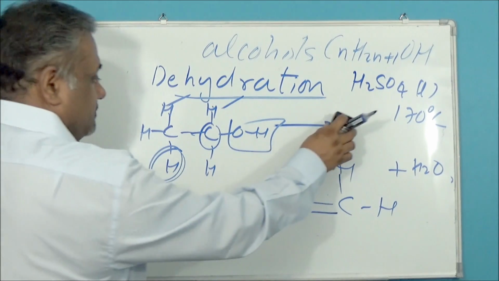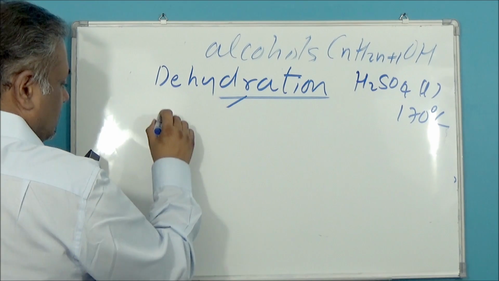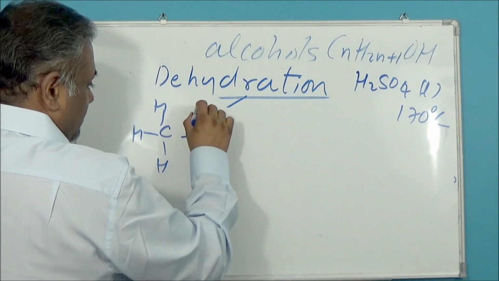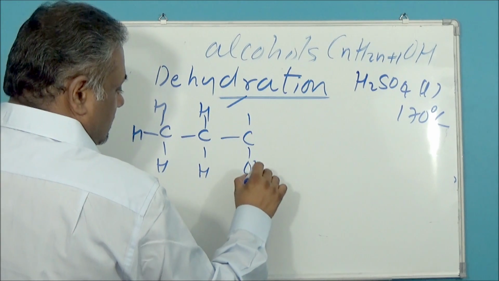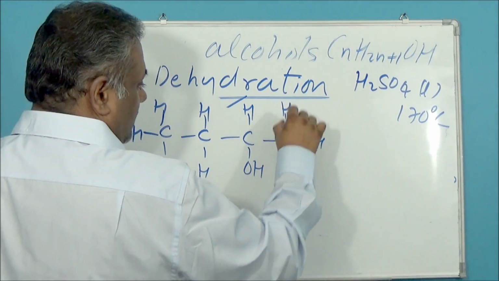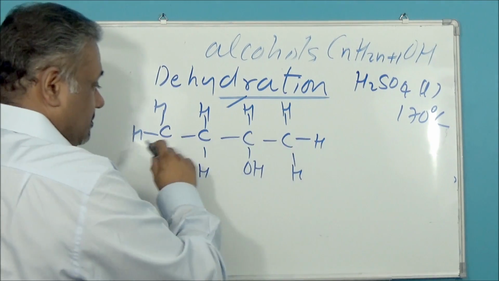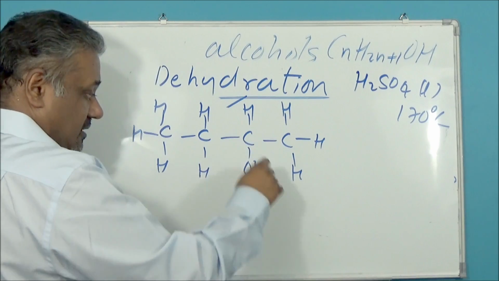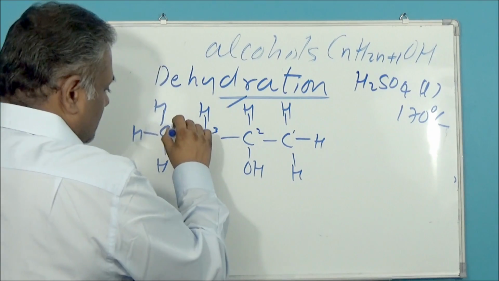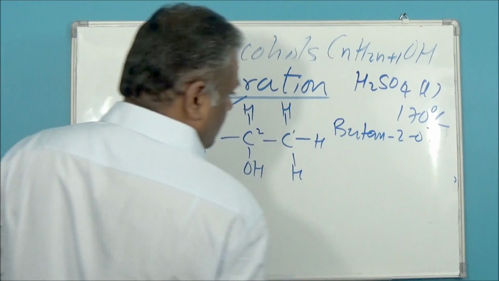Let's try another reaction. Same condition. Let's try for CH3, CH2, CHOH, CH3. Would you like to name this alcohol? I have 4 carbons there, so that's butane, that's OH, that's definitely butanol, and I have to number from this side, so it's basically to be known as butan-2-ol.